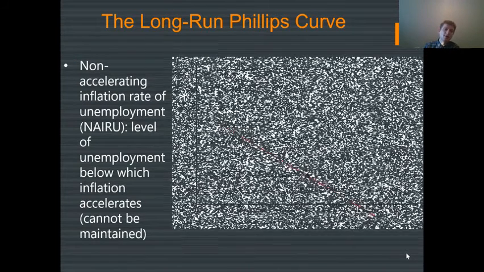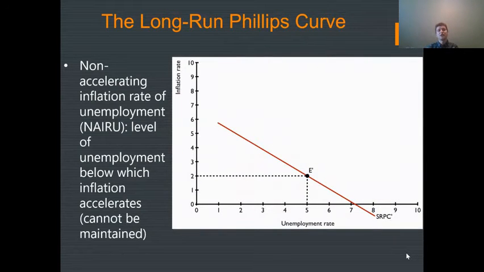And that is why the long run Phillips curve exists, and it's also called the non-accelerating inflation rate of unemployment, or NAIRU. So this just means it's the level of unemployment below which inflation is just going to accelerate and therefore can't be maintained. So if we look at it, let's say we're at a 2% inflation rate and a 5% unemployment rate, and we wanted to reduce unemployment. So we institute an expansionary fiscal or monetary policy, and we target a higher inflation rate in order to get a lower unemployment rate.